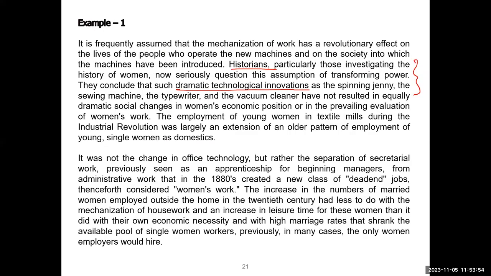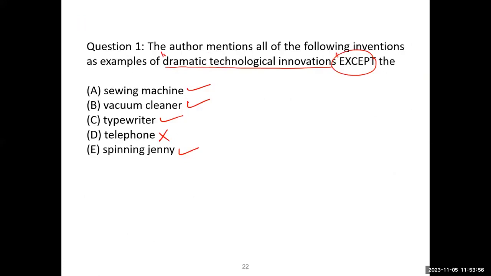Was it telephone? Yeah. Telephone is not mentioned. So my answer is going to be telephone. Simple. It can be as easy as this. Okay. Next one.